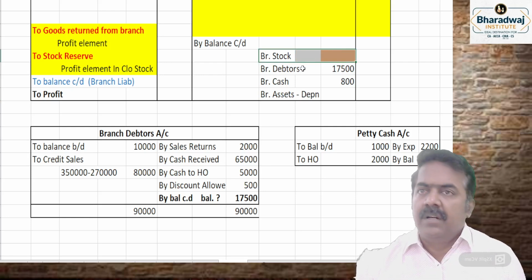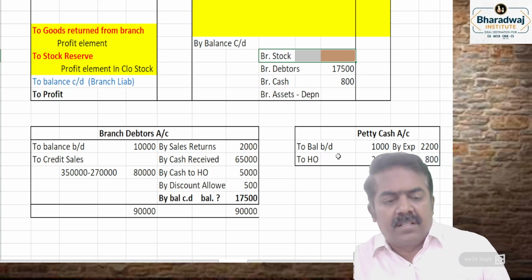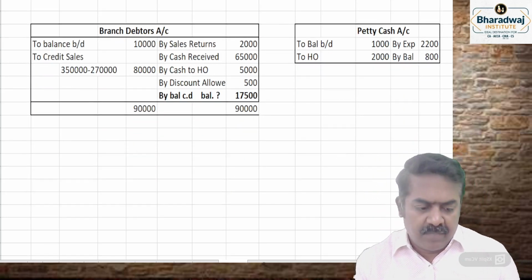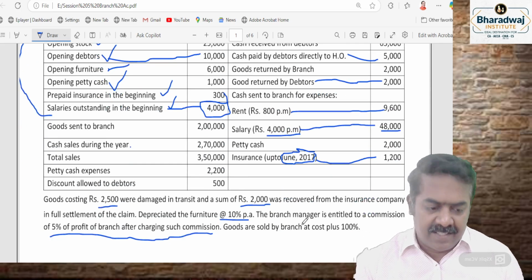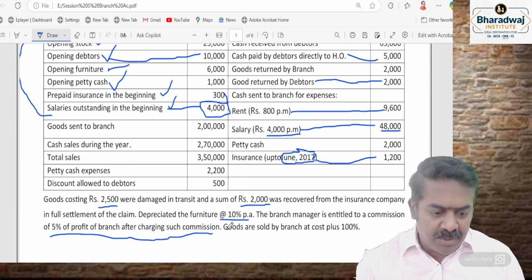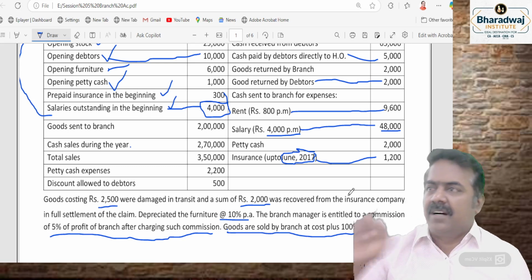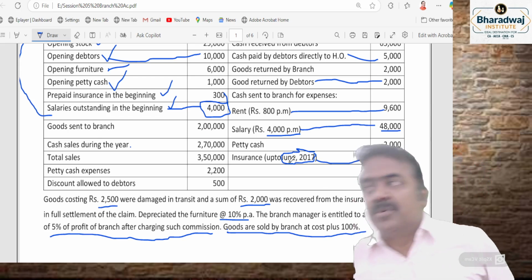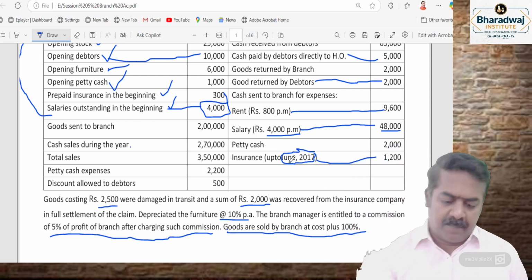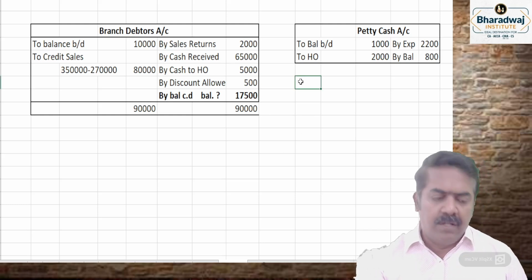What is the next one? In the question, are goods sent at cost or invoice price? Branch is selling the goods at cost plus 100%. That is, if cost is 100, sales will be 100% extra. Is there any way given that goods are sent at invoice price? No. We can do a statement.